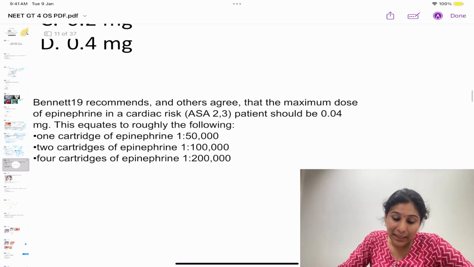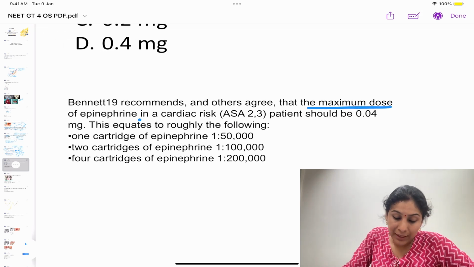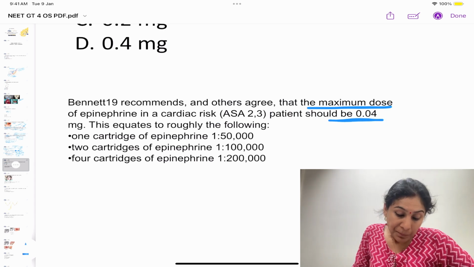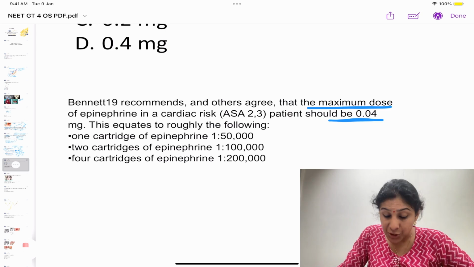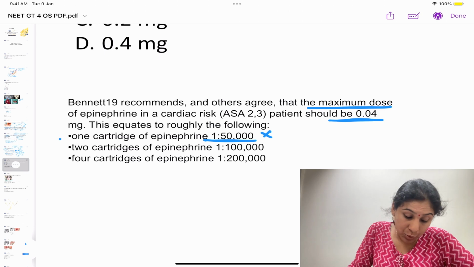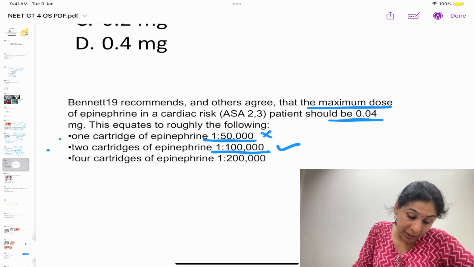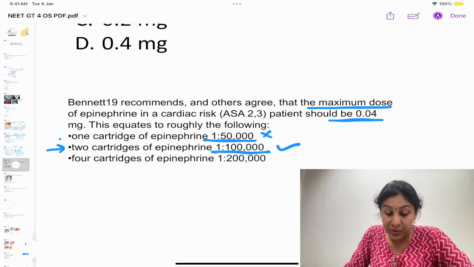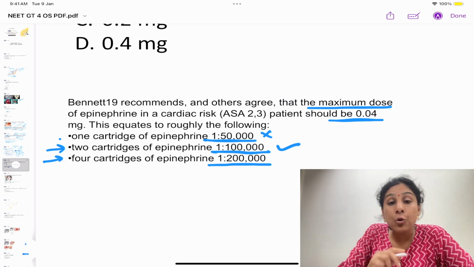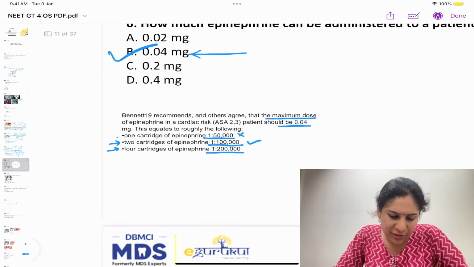Alright, and these are the exact lines from Malamed that Bennett recommends: the maximum dose of epinephrine in a cardiac risk, that is ASA 2 or 3 patient, should be 0.04 mg. If you are giving 1:50,000 epinephrine, which usually we don't use in dentistry, you can use only one cartridge. If you use 1:1 lakh, very commonly used in dentistry, you can give 2 cartridges. Or if you are using 1:2 lakh epinephrine, most commonly used in dentistry, you can even give 4 cartridges of LA with epinephrine, usually lignocaine with epinephrine. Alright, so it's a straightforward, easy question.